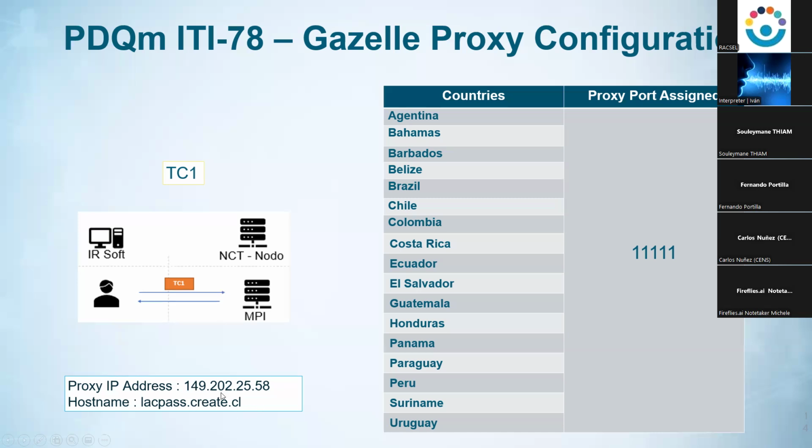All these transactions you can test before coming to Bogota next week. You can perform the test tomorrow or this week, by sending some PDQm transactions to this port to check whether you can reach the proxy port or not. Once the proxy receives the message from your IP address, it will forward it to the MPI. And in the proxy, you can search your request and your response message by using your IP address. I will show you in Gazelle in a few minutes.